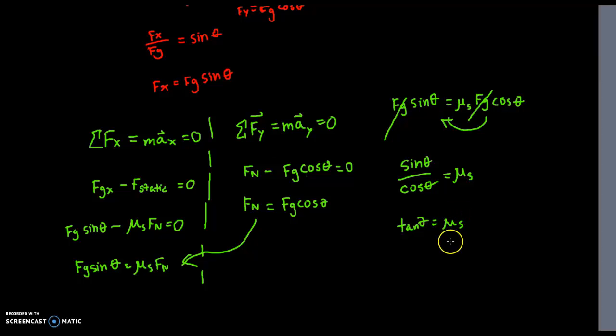If we plug in our variables that we know now, our static coefficient is 0.5. Now we can solve for theta by taking the arctangent of both sides, and that should equal approximately 26 degrees. Thank you, and hopefully that helped you.